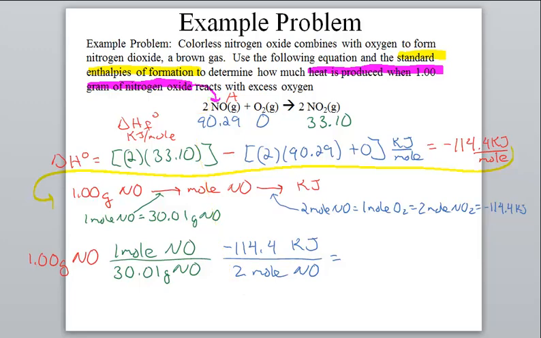The final answer is almost 2 kilojoules worth of energy is released, 1.91 kilojoules. And since I decided to put a negative on my ratio, I'm going to get a negative 1.91. The system is losing chemical energy, and the surroundings is taking in that energy, absorbing that energy.